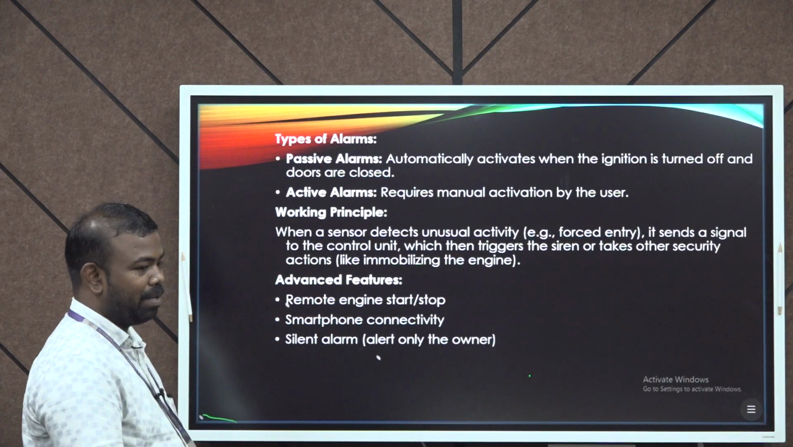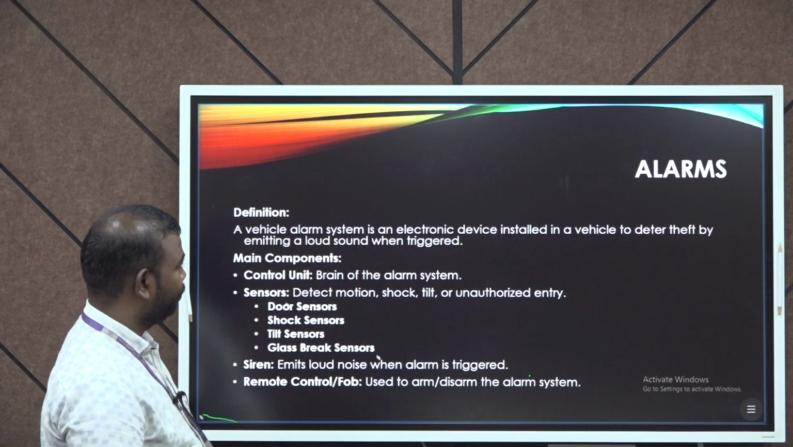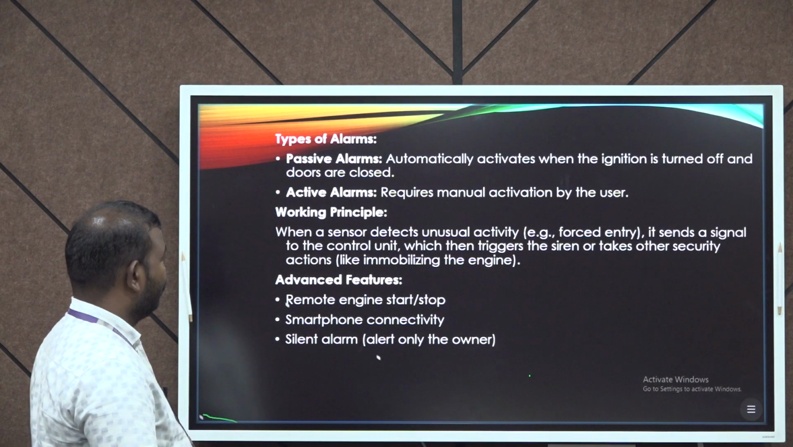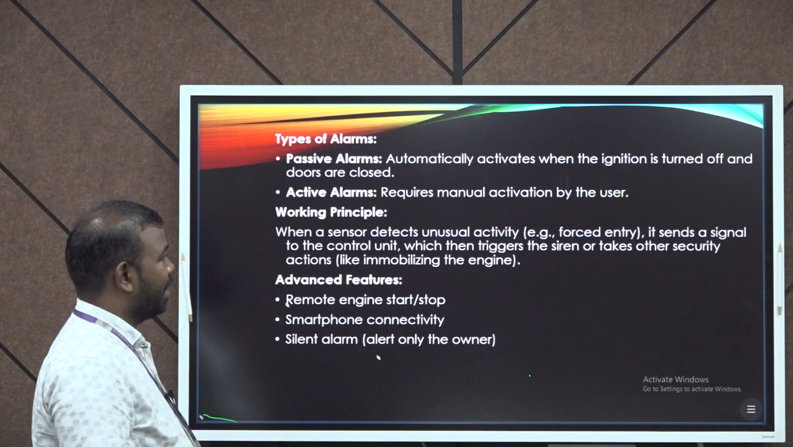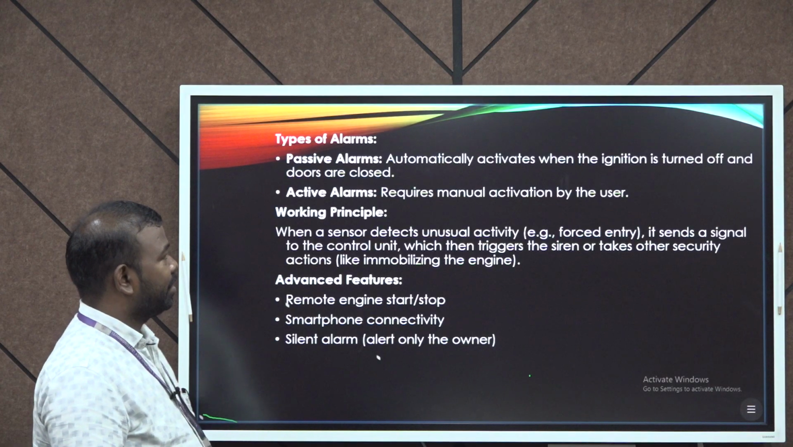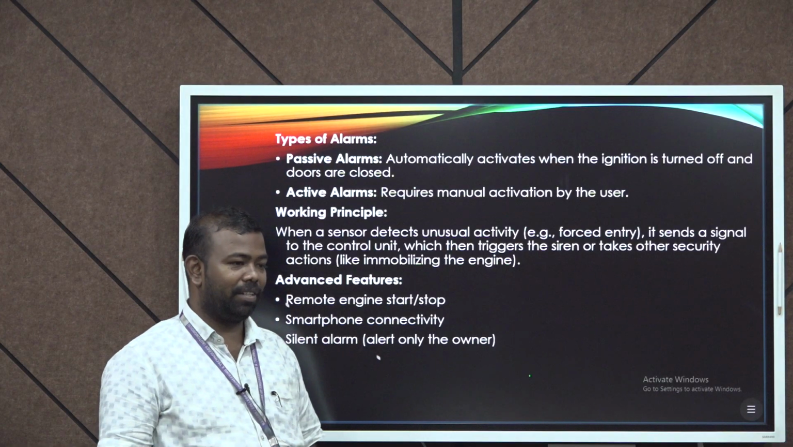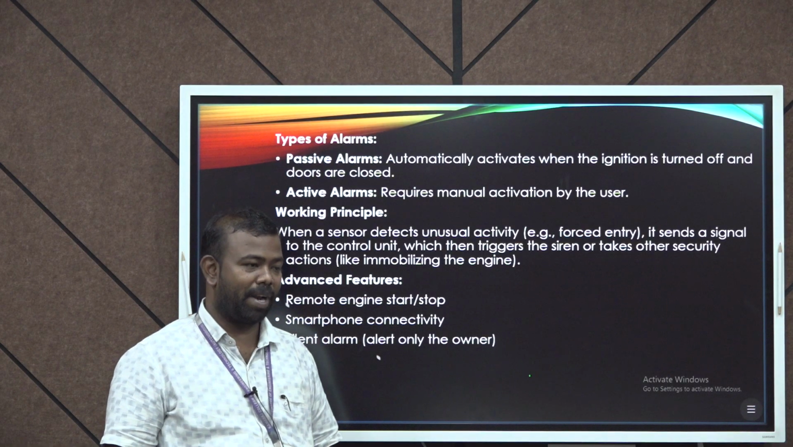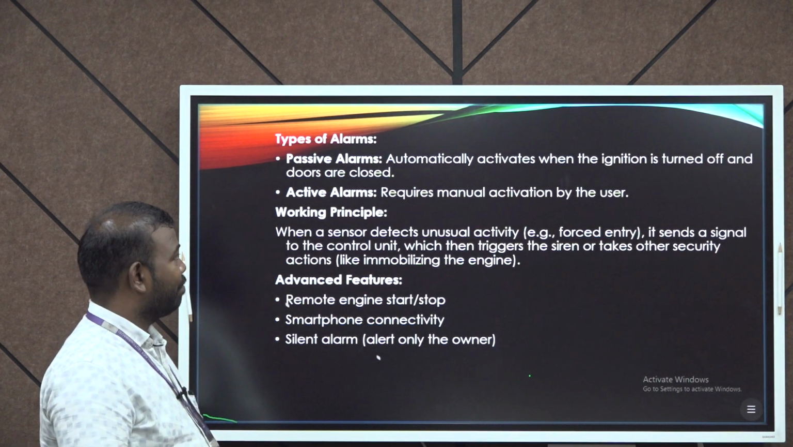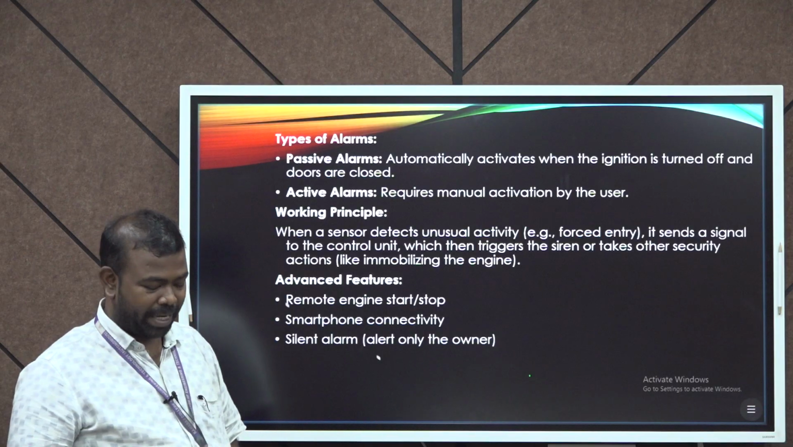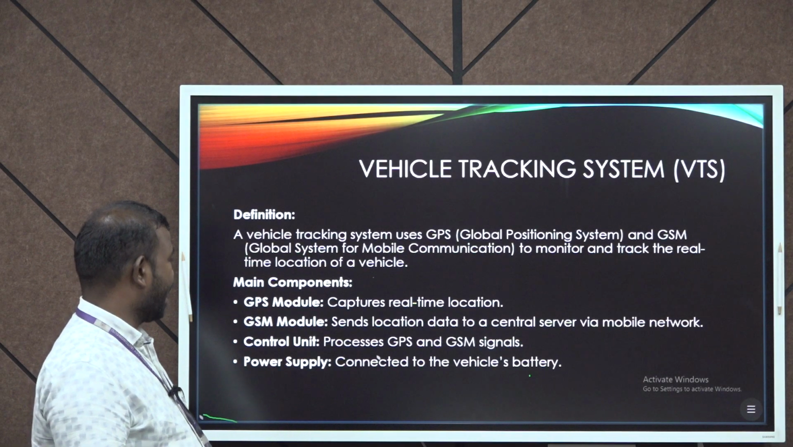Some alarm systems are coupled with a remote control. The alarms are again classified into two types, passive alarms and active alarms. Active alarms require manual activation. Whereas if we use passive, there is no need to activate in a manual manner, right. Normally, all types of alarms are passive type only. Right.